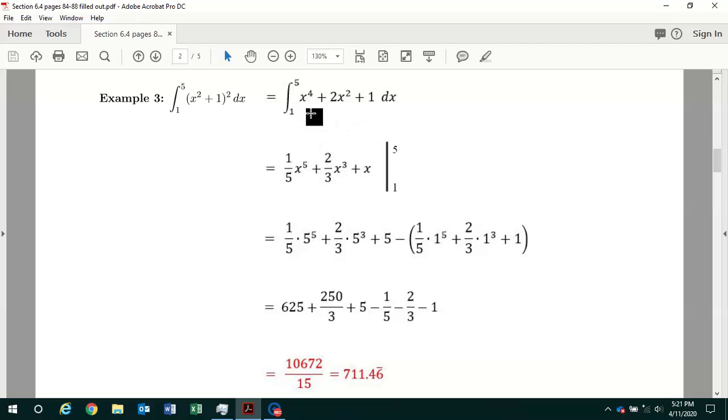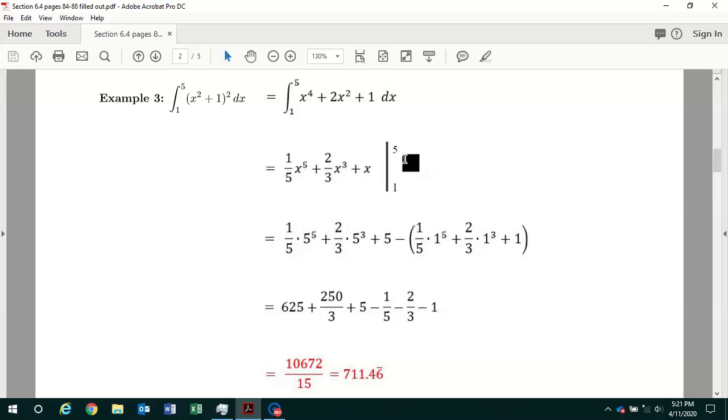The antiderivative of x to the fourth is 1/5 x to the fifth. The antiderivative of 2x squared is 2/3 x cubed. The antiderivative of plus 1 is plus x. And with definite integrals, we can ignore the plus c. And the bar, remember, just reminds us that the lower limit of integration is plus 1. The upper limit of integration is plus 5.